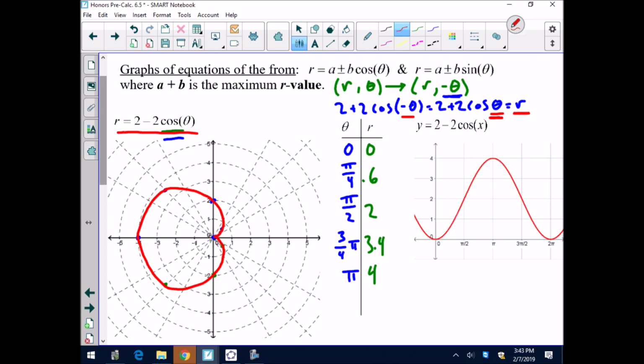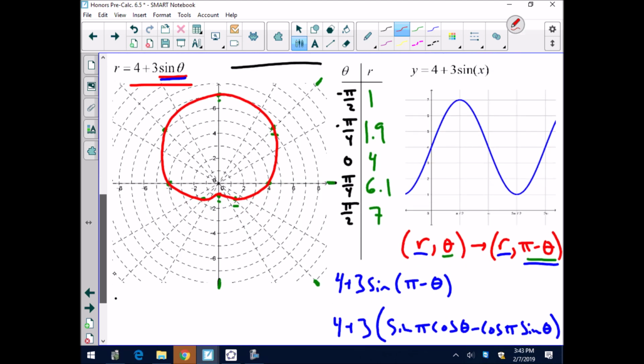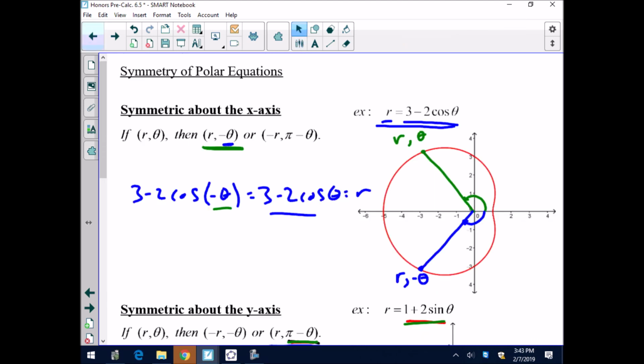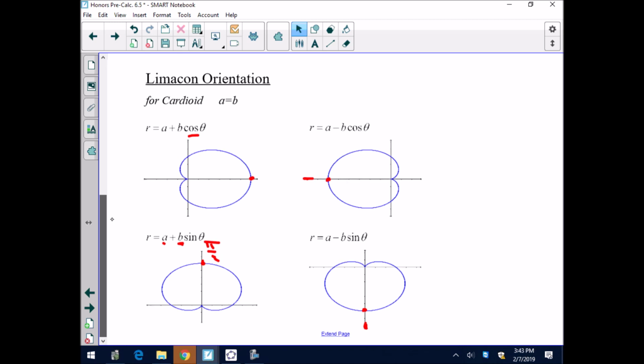And then one of the things we can reflect on is that we're seeing the same limaçons we would expect to see in terms of the orientation as we laid out on that previous page, right? With regards to how they're oriented horizontally or vertically, and where that largest r value is extending to on the positive or negative x and y axis.